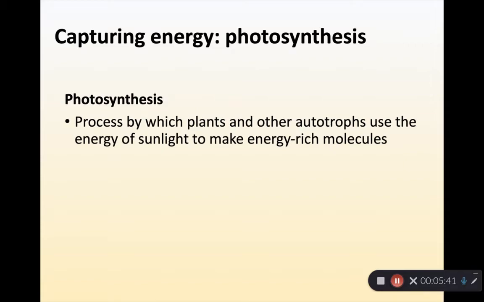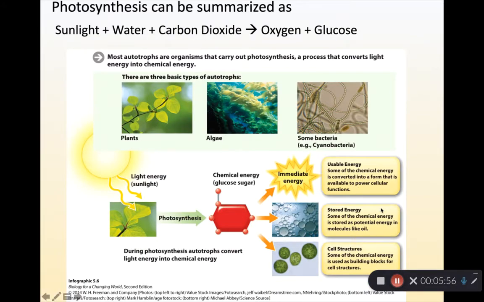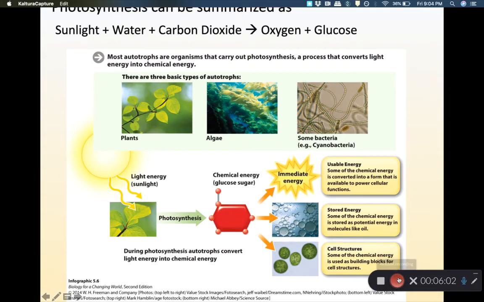Very briefly, photosynthesis is simply the process by which plants and other autotrophs, things that make their own food, use sunlight to create energy-rich molecules. It uses carbon dioxide, water, and sunlight to create oxygen and glucose. The autotrophs that can photosynthesize are primarily plants, but also algae, and even some bacteria, such as the cyanobacteria we spoke about before, and some protists.